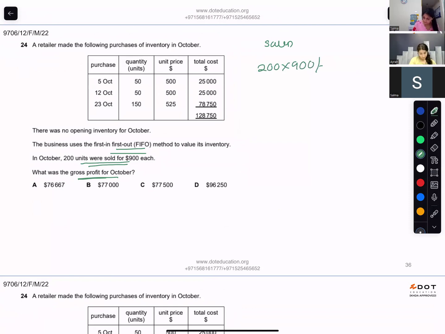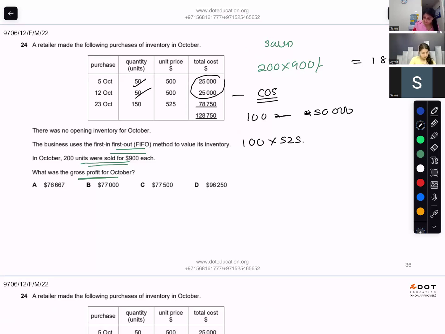200 into 900. It is 18,000. No, cost of sales will be 180,000. Cost of sales will be opening, earliest in production first. So 100 units would be at 50,000. And the remaining 100 units will be at 100 into 525, so it is coming up to 525,000.